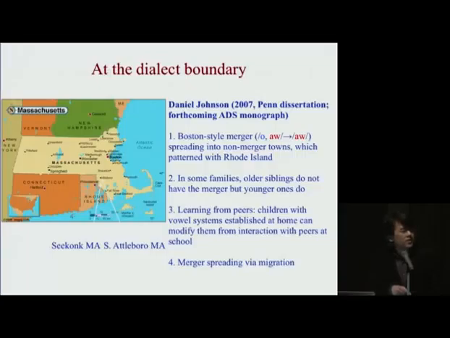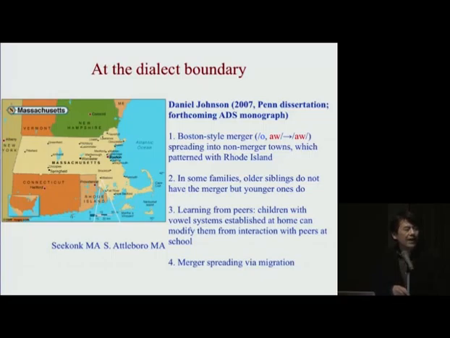But around the late 80s and 1990s, there was a lot of migration going from this area to here, largely due to job opportunities. Okay, so as a result, the change is spreading from Boston to the Rhode Island dialect regions. And as shown earlier, in some families, older siblings still retain their parents' distinct system, but the younger children actually acquire the newer system. This all happened in the span of 3 to 5 years.